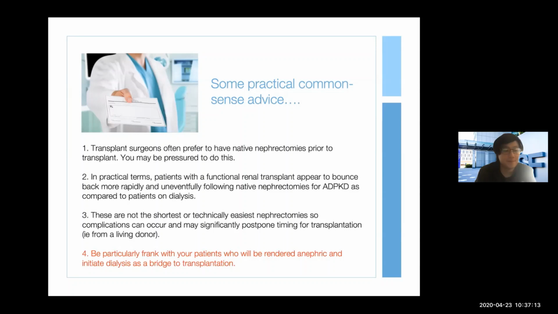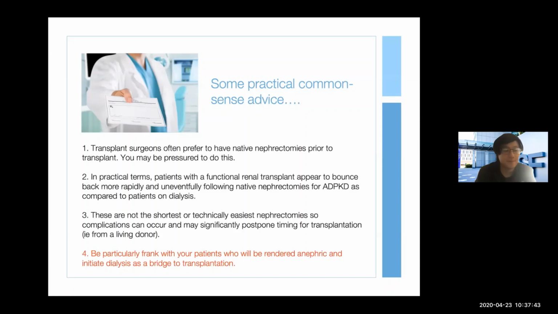These are not the shortest or technically easiest nephrectomies, so complications can occur, and some of those complications can really postpone timing for transplantation and be very frustrating for the patient. I had a patient a little while ago that ended up with chylous ascites after one of these procedures, and it really delayed their progression onto transplant. It was very frustrating. So it was helpful to have had a discussion with that person before the surgery about the possibility of it delaying their transplantation.